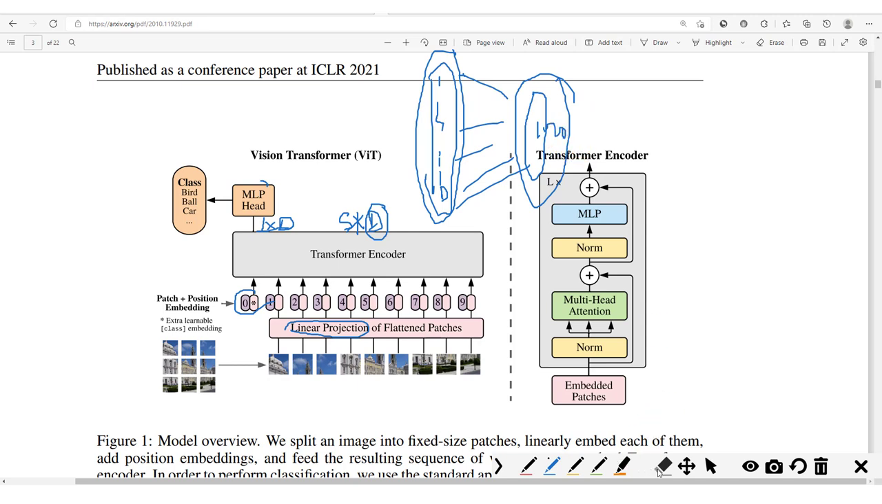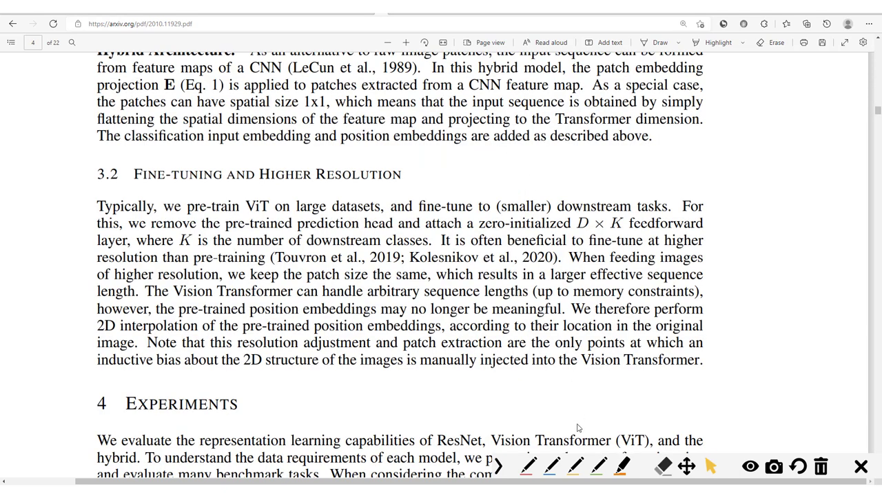Now, when we want to fine-tune, we're going to take this off and replace it now with K outputs. So we now have K outputs right here, and then we initialize the weights of this fully connected layer. The authors also make mention of the fact that during fine-tuning it's better to work at higher resolutions. So this means that the model could be trained at 256 by 256, and then later on fine-tuned with 512 by 512 images.